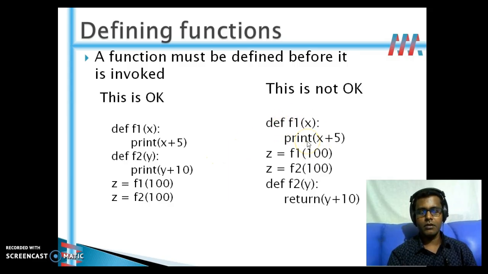Come back to the program on the right side. Here I have defined a function f1, and then I am calling f1 of 100. Immediately I am calling the function f2 of 100, which is not defined. It is defined after the statement z equal to f2 of 100. That is, we are trying to call the function before defining it. So def f2 of y is available only after calling the function f2, so this will not work. You should define the function before calling the function.